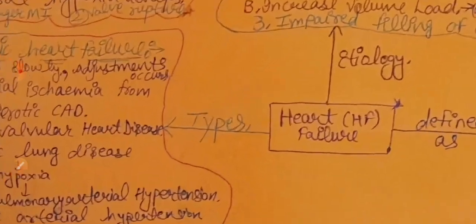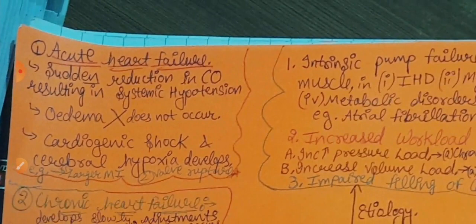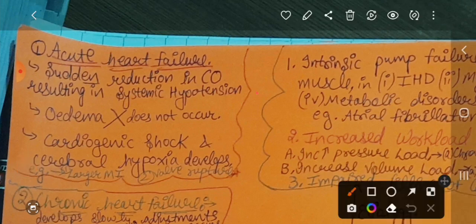Now we will see the types of heart failure. Firstly, there is acute heart failure. Acute heart failure occurs rapidly. The rapid reduction in cardiac output results in systemic hypotension, because of the sudden reduction in cardiac output. Edema does not occur here, and cardiogenic shock and cerebral hypoxia develop. Examples are large myocardial infarction and valve rupture.